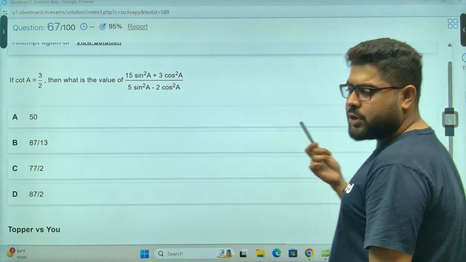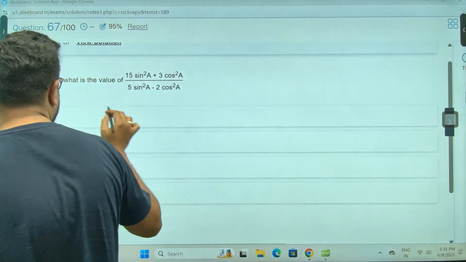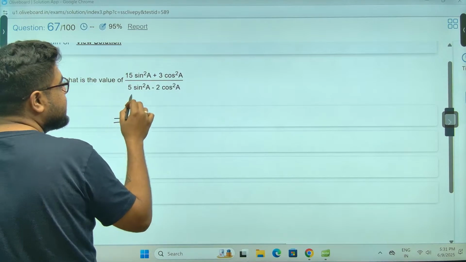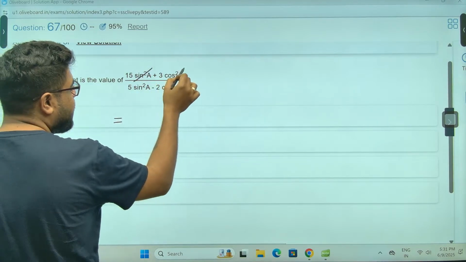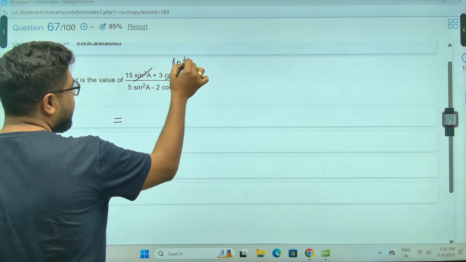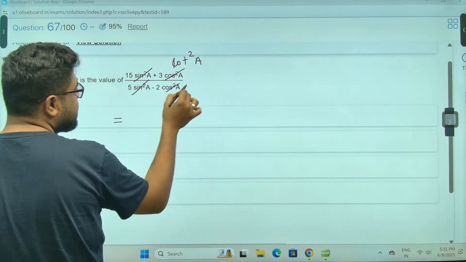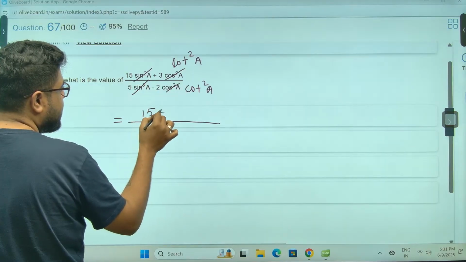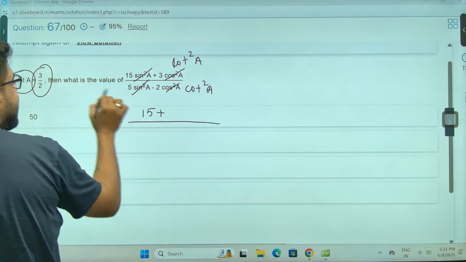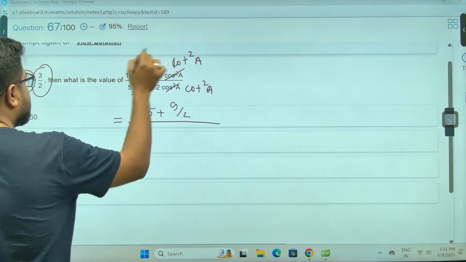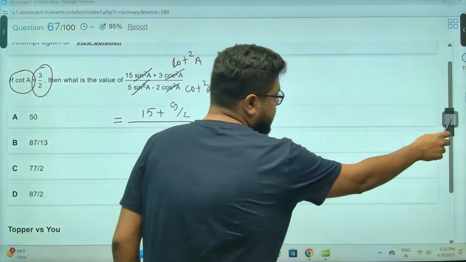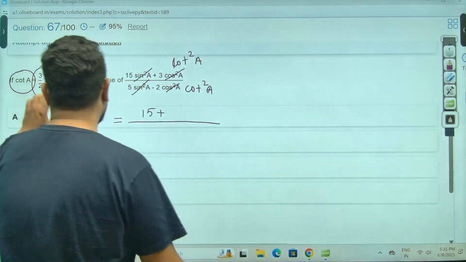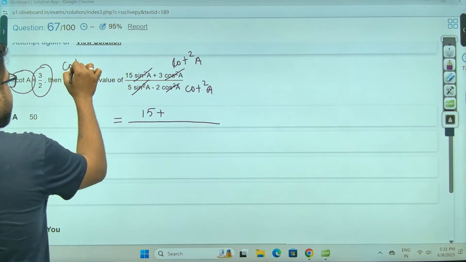Should we put values or do it normally? Do it normally, best option. Cot is given, and we divide this by sine square. Dividing by sine square, this becomes 1, and cos by sine becomes cot square. Sine square is gone, this becomes cot square. Put down the value 15 plus 3 times cot square. Sorry, it is cot square, extremely sorry. There you will have a square. Cot A is this, so cot square A.